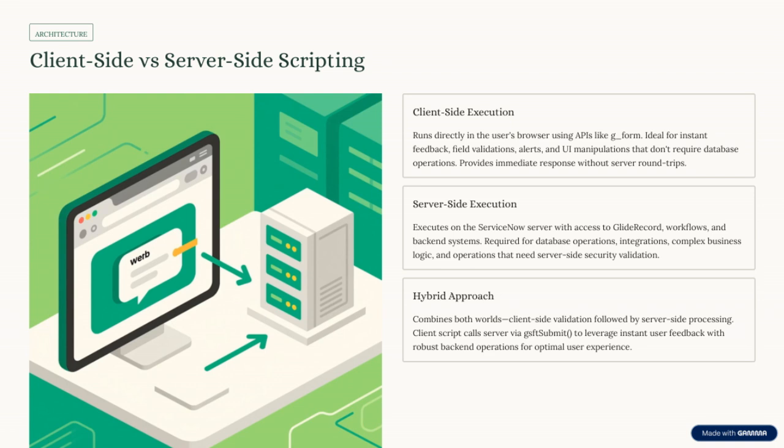The server-side execution runs directly on the ServiceNow server, giving access to GlideRecord, workflows, and other backend systems. This is crucial for database operations, integrations, handling complex business logic, and performing security validations that must stay on the server. On the other hand, client-side execution runs right in the user's browser using APIs like g_form. It's perfect for providing instant feedback, validating fields, showing alerts, and manipulating the UI, all without needing to communicate with the server for every action. This makes the interface more responsive and user-friendly.